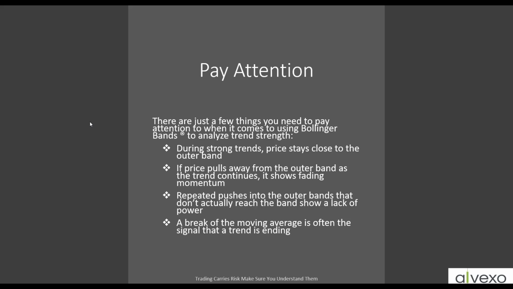Now, there are a few things you need to pay attention to when using Bollinger Bands to analyze trend. During strong trends, price stays close to the outer band. If price pulls away from the outer band as trend continues, it's showing fading momentum. Repeated pushes into the outer band that don't actually reach the band show a lack of power. And again, it's just a reversal off of a downtrend. And the break of the moving average is often the signal that the trend is ending.